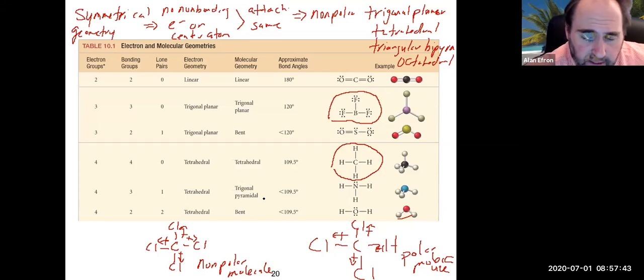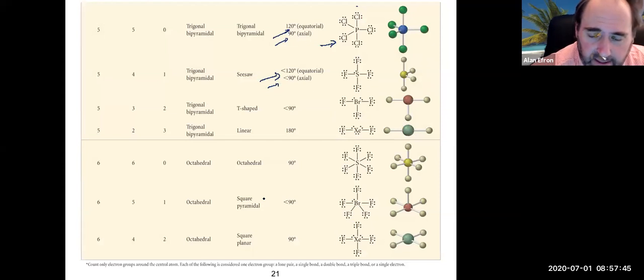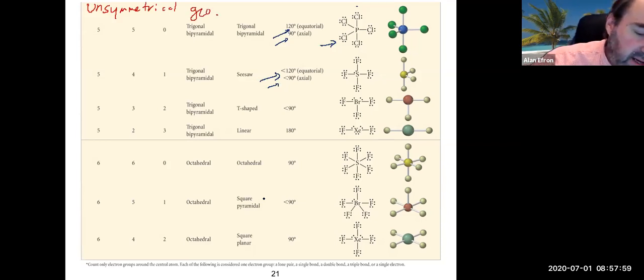Now, there's also, we'll use this side here maybe, unsymmetrical geometries. And unsymmetrical geometries typically will have non-bonding electrons.